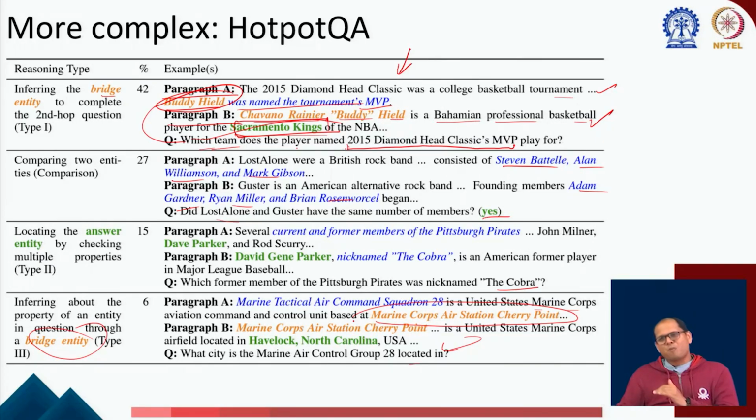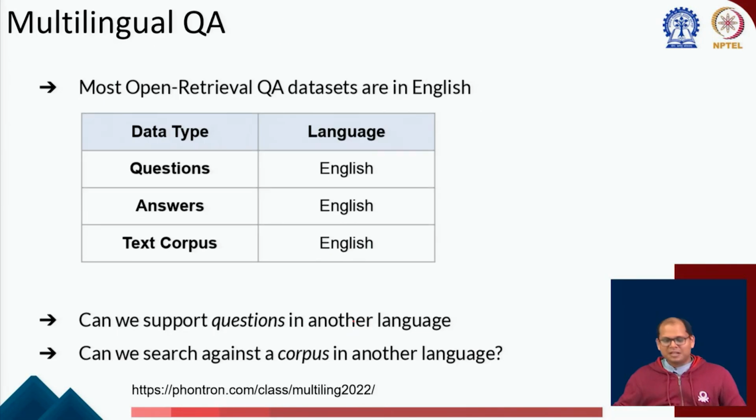This again became popular because now the kind of methods you have to use will be different than what you were using earlier. Now, let us talk about multilingual question answering. Till now we have only focused on question answering where English is the language for both question, answers, and even the text corpus from which you are retrieving the information. Now, how do you support questions in another language, and can we search against a corpus in another language?